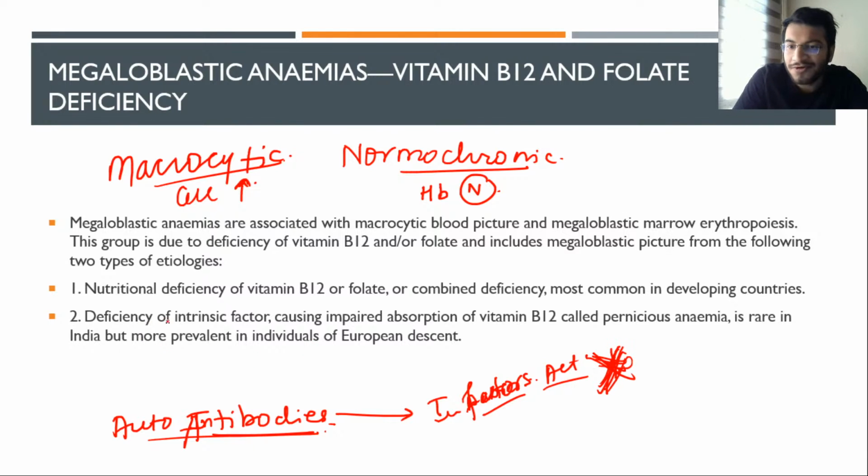So this is a type of autoimmune disorder causing impaired absorption of vitamin B12, that is called pernicious anemia, and it is rare in India but more prevalent in individuals of European descent.